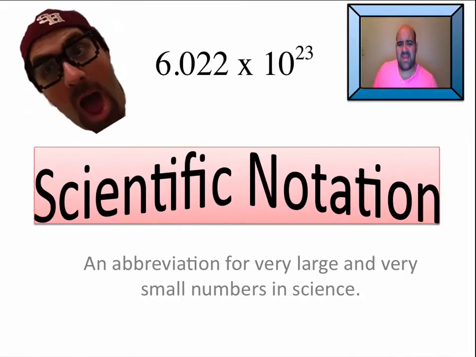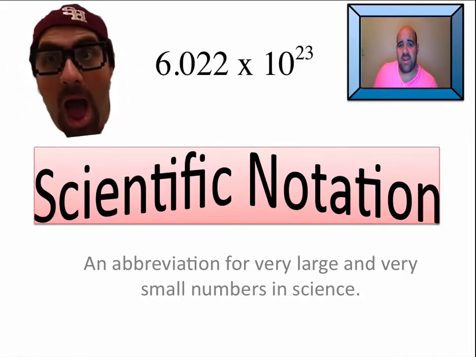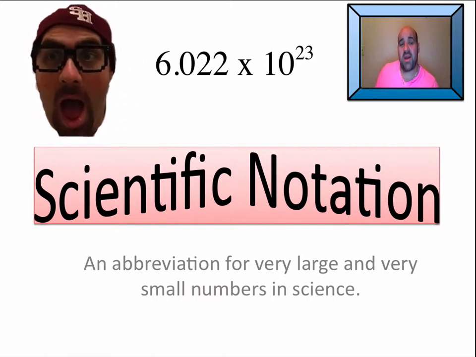Hi, this is Mrs. Spohn, and today I'm going to show you how to write numbers in scientific notation and also how to go from numbers written in scientific notation and put them back into standard notation. And recall that scientific notation is an abbreviation for very large and very small numbers in science.